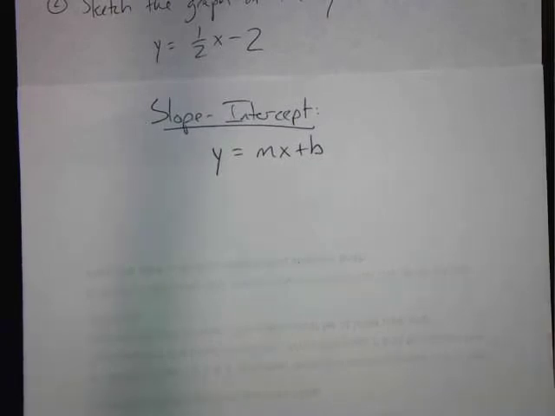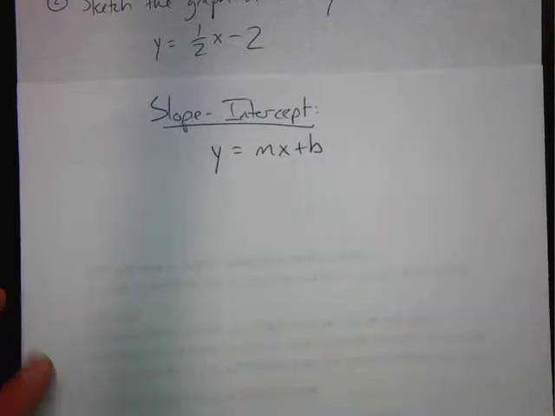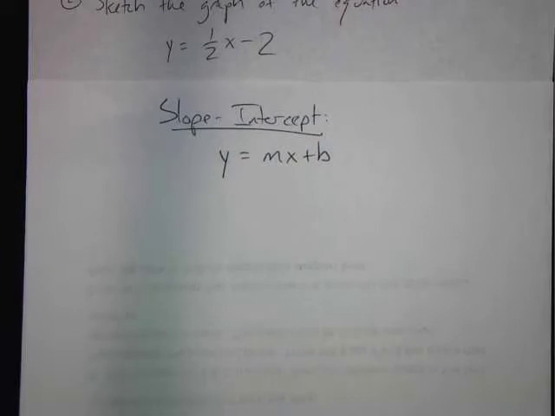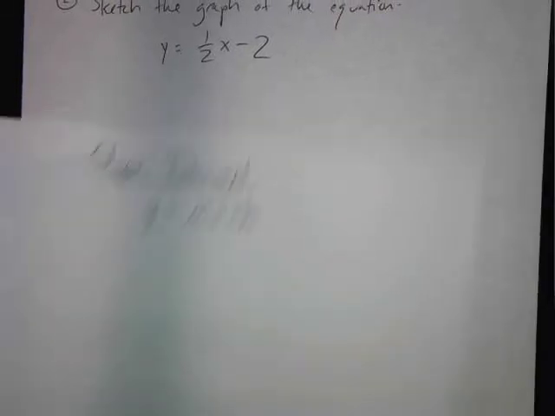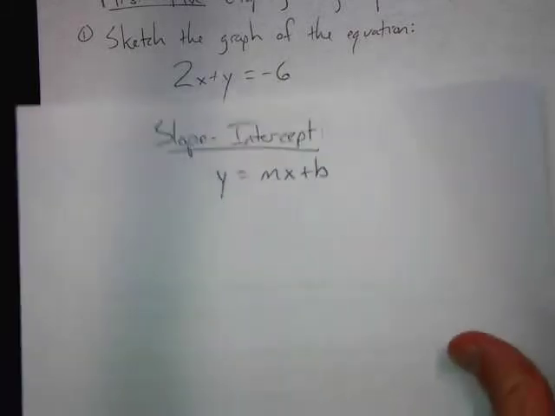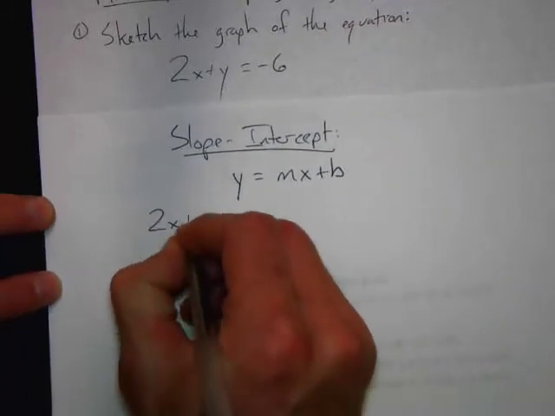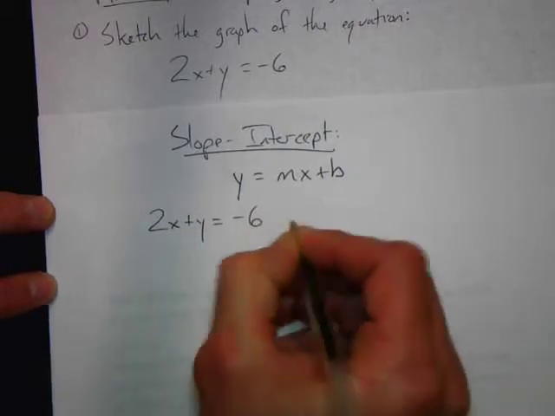We know what the y-intercept is when x equals 0. We know what the slope is. It's a rate of change, the change in y over the change in x. How can we use that to help us graph? So we're going to start with the first equation. Our first equation is 2x plus y equals negative 6.